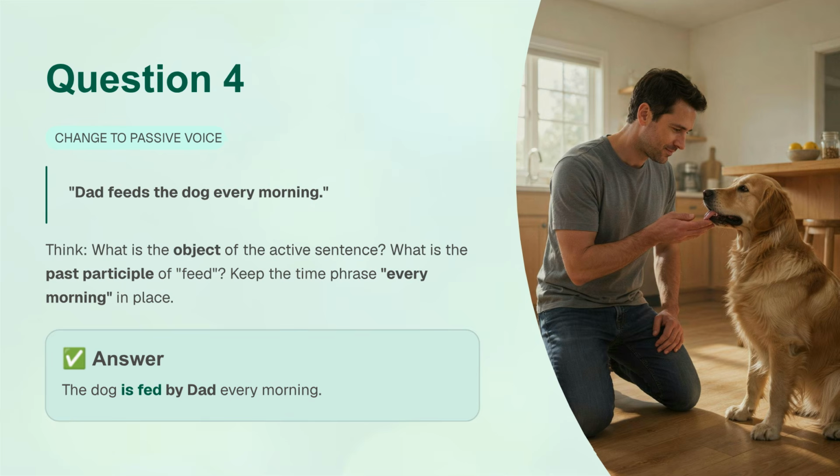Question 4. Change this sentence to the passive voice. Dad feeds the dog every morning. Think carefully. What is the object of the active sentence? What is the past participle of feed? Keep the time phrase every morning in its place. The answer is, the dog is fed by Dad every morning.